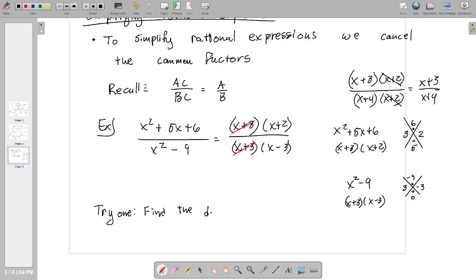Find the domain and simplify. I do need to note up here, the domain is still x is not equal to 3 and x is not equal to negative 3.